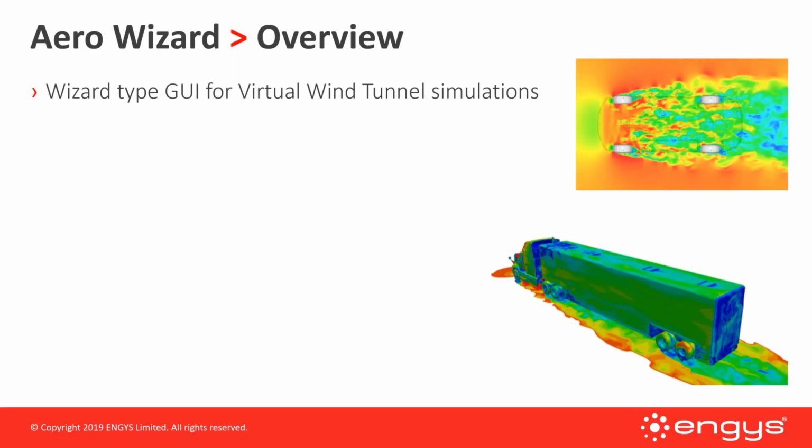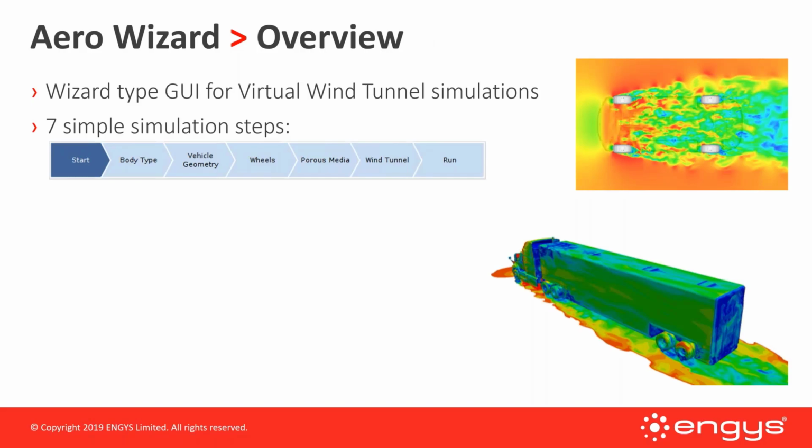The Aero Wizard is a GUI that guides the user through several different steps. It's a virtual wind tunnel type approach, so we can do virtual wind tunnel simulations. There's 7 simulation steps, so we choose a body type, we choose a vehicle geometry, we set up the wheels, we set up porous media, we set up anything within the wind tunnel, and then we run the case.